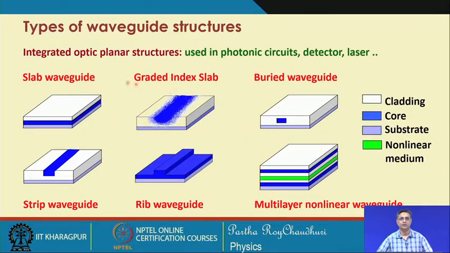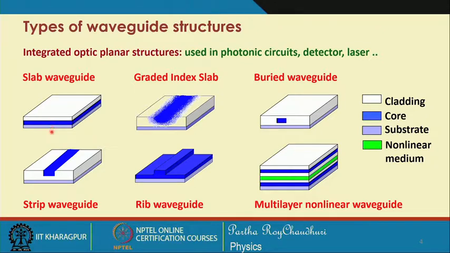But actually there are several different kinds of optical waveguides in practice, which are used in integrated optics, optical communication, photonics, photonic sensing, signal processing. The one which we have discussed so far is the simple slab structure. It could be symmetric or it could be asymmetric as well.